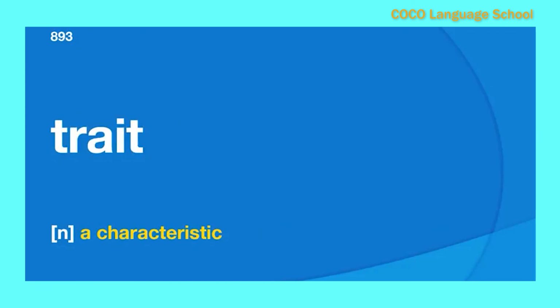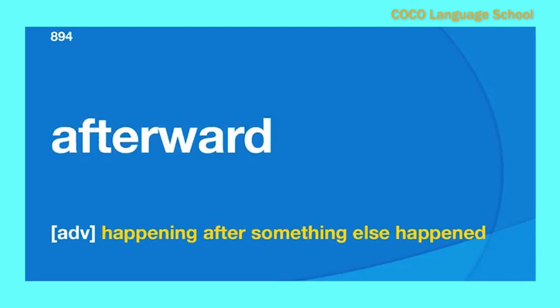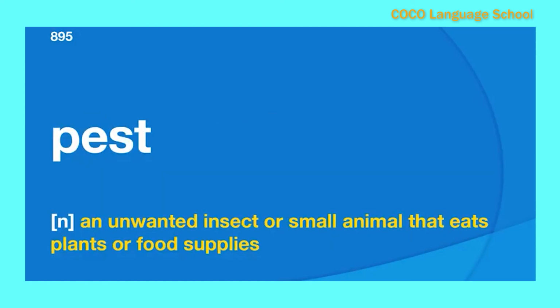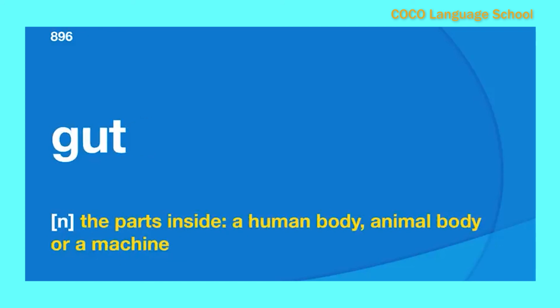A characteristic. Trait. Happening after something else happened. Afterward. An unwanted insect or small animal that eats plants or food supplies. Pest. The parts inside a human body, animal body or a machine. Gut.